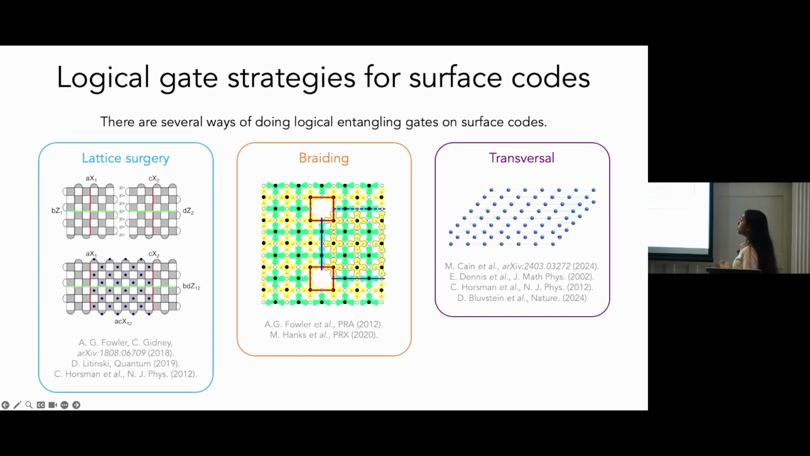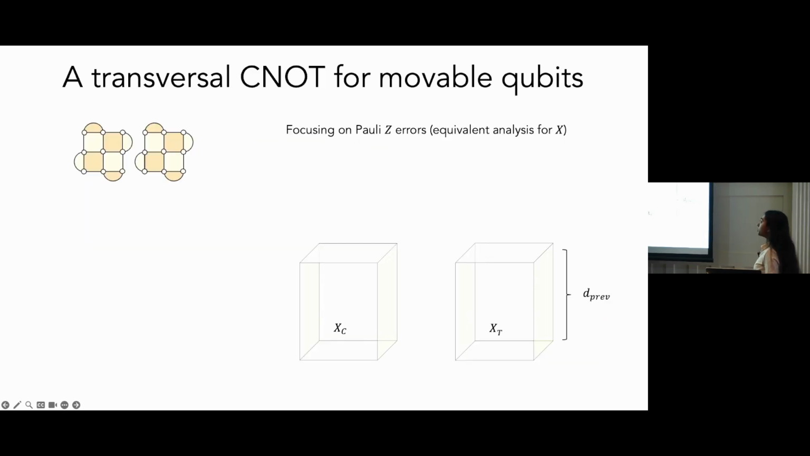If you want to perform a two-qubit logical transversal gate, you take two surface codes, move them on top of or next to each other, and perform physical entangling gates between each pair of corresponding qubits in your two surface codes. And this is perhaps the most intuitive strategy to use if you have qubits that are in fact movable. In today's talk, I will start off by focusing on transversal gates and then do a brief comparison with lattice surgery. But I'll first orient to the language that I'll be using to describe these strategies.